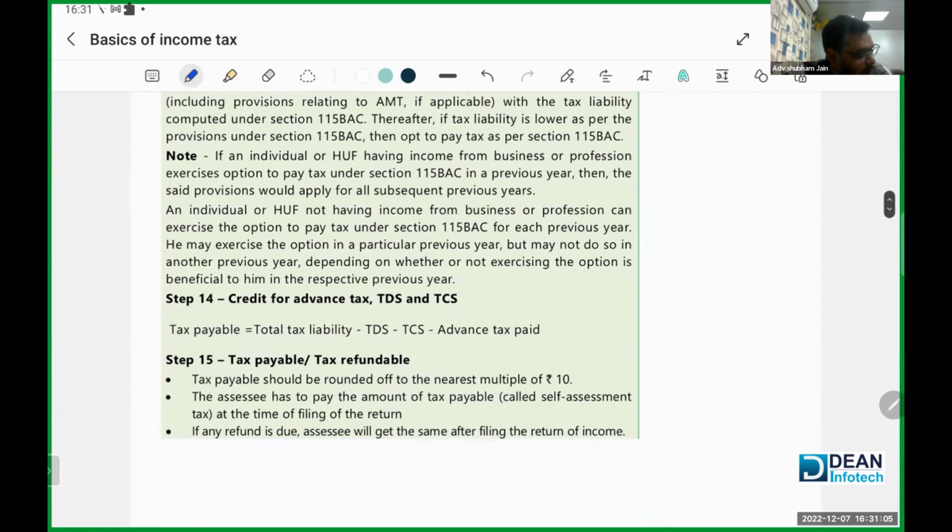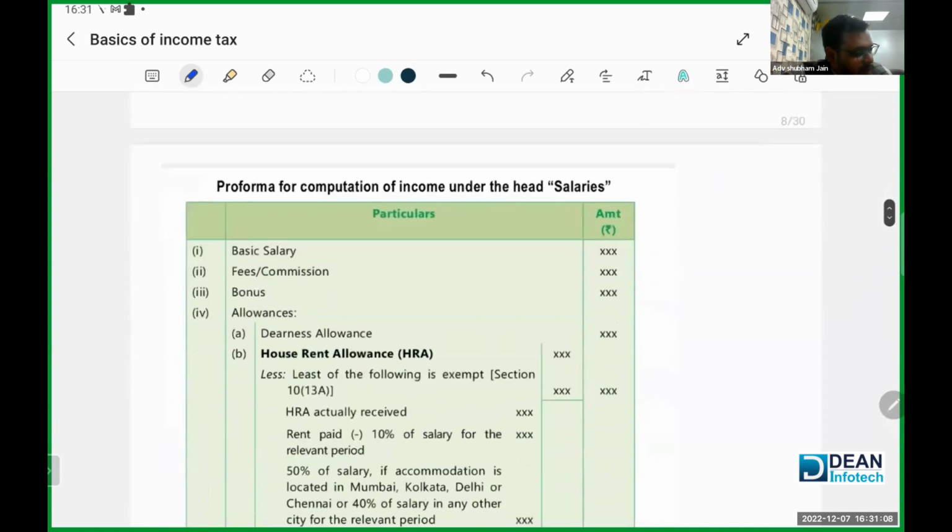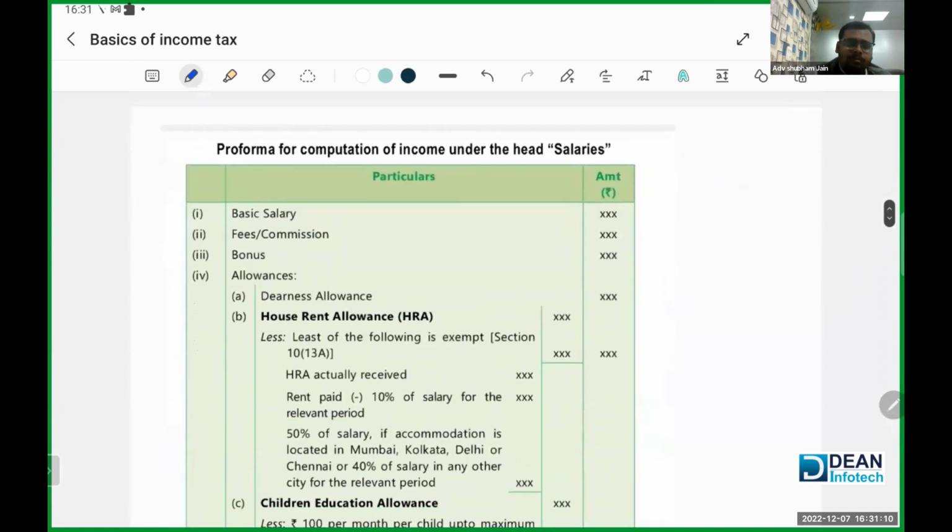Now I'm going to tell you about the computation of income under the head salaries. Salaries को calculate करने के लिए क्या क्या salary income हम लोग लेते हैं and salary के अंदर कैसे हम calculate करते हैं. First of all, the first step is calculation of basic salary.